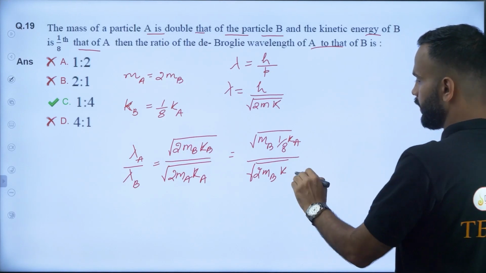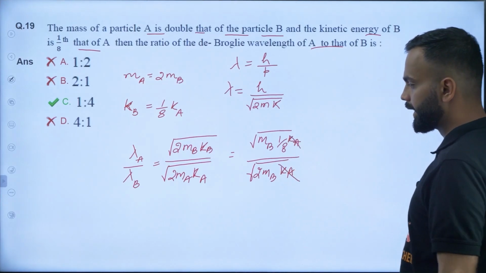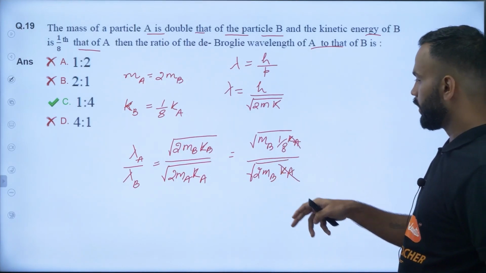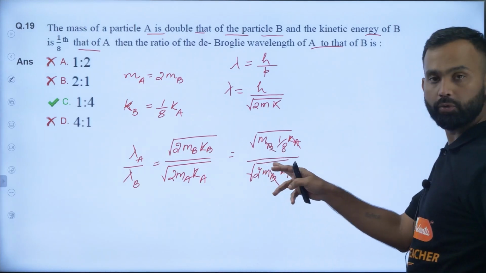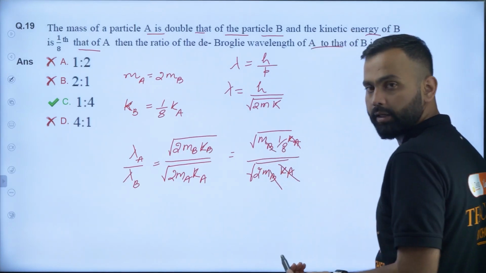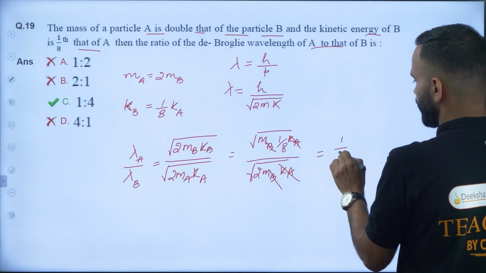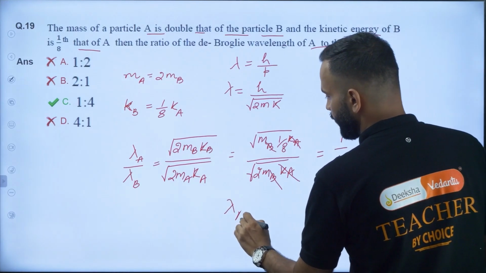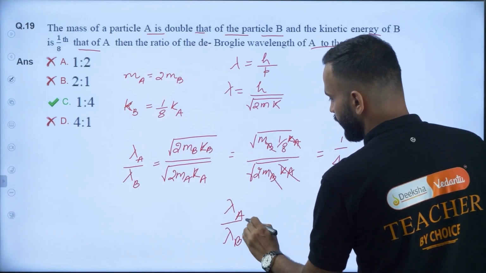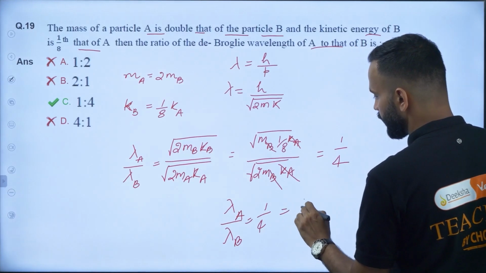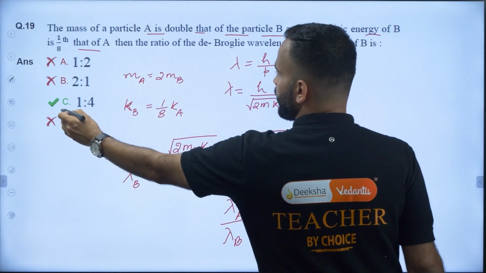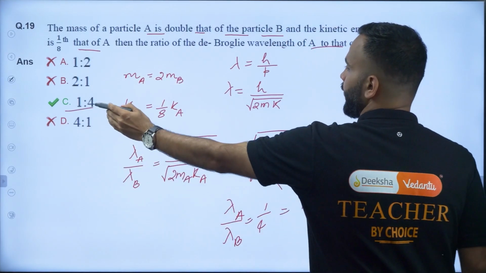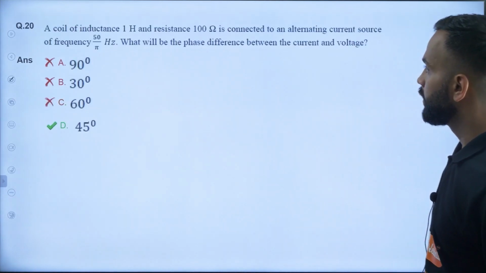So then KA will get cancelled. mB will also get cancelled. So this will be root of 1 by 16. Root of 1 by 16 is 1 by 4. So this will be 1 by 4. So lambda A by lambda B is equal to 1 by 4, which is equal to 1:4. The correct option is C. Okay. Yeah. Question number 20.